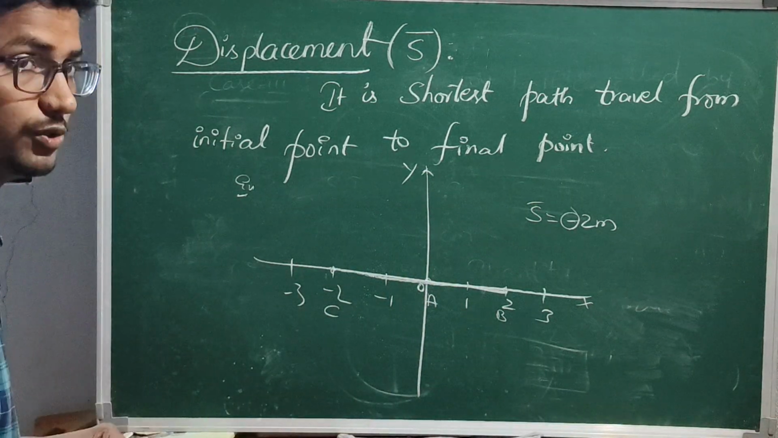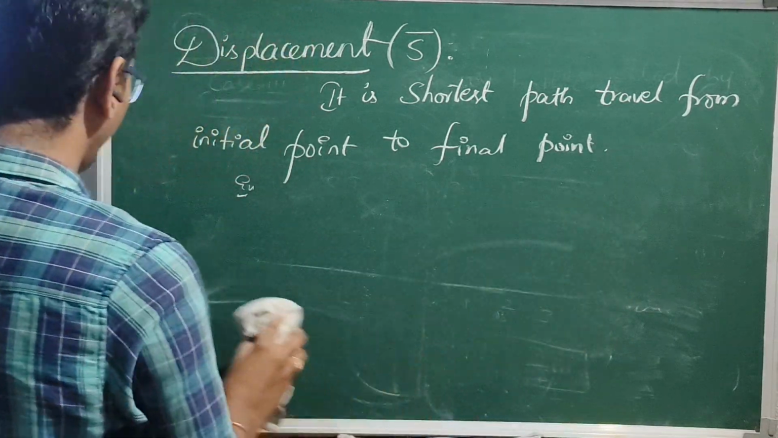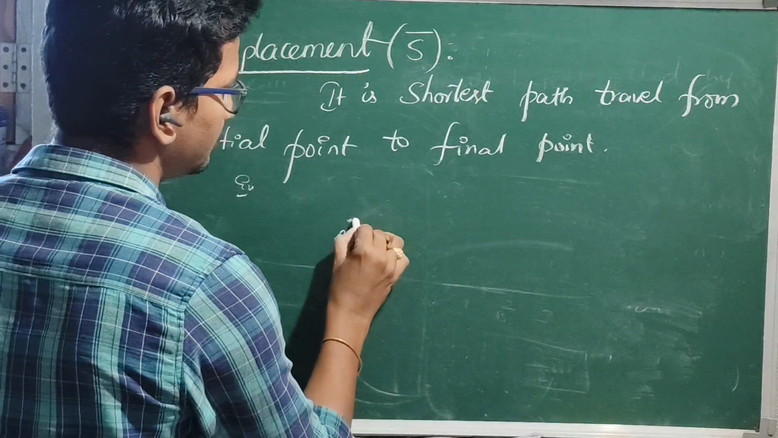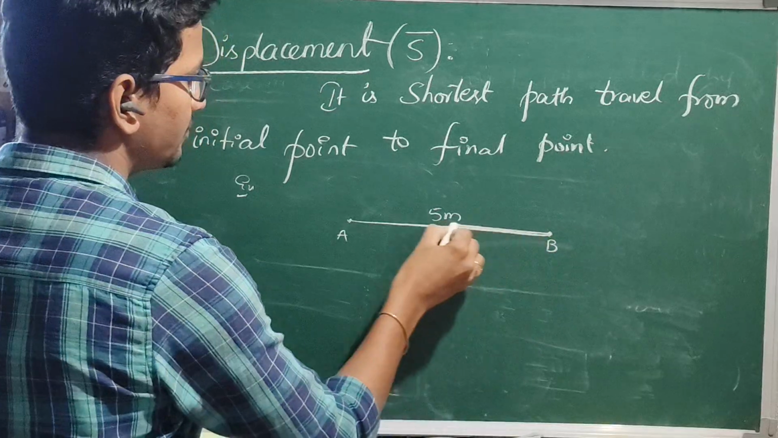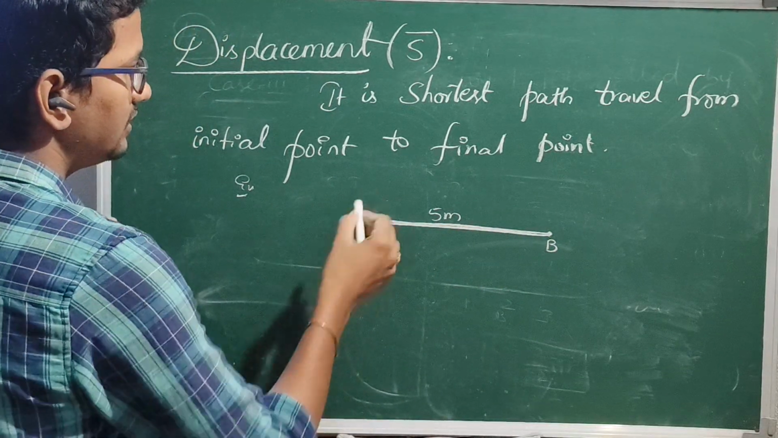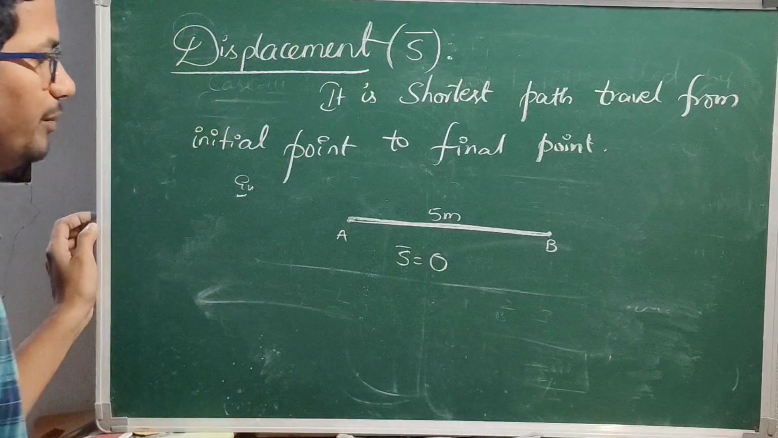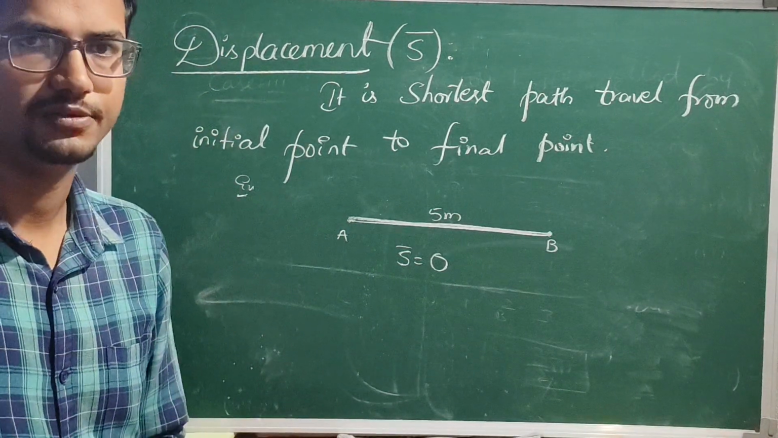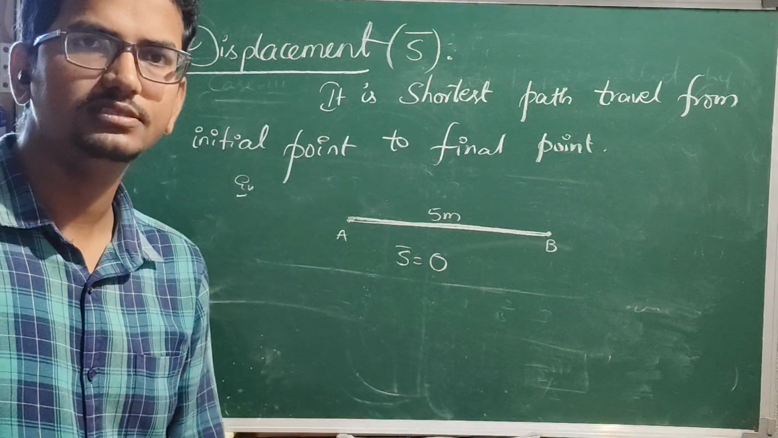And one more important point: if the body is moving and gets back to the same path. See, a person is moving from A to B, for example 5 meters, and again comes back to the same point. What is the displacement? Same point means 0. Because initial and final are the same, the displacement becomes 0. There is no displacement. Same position will be there.